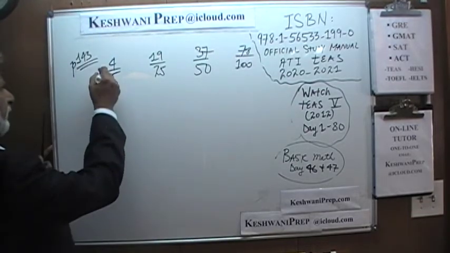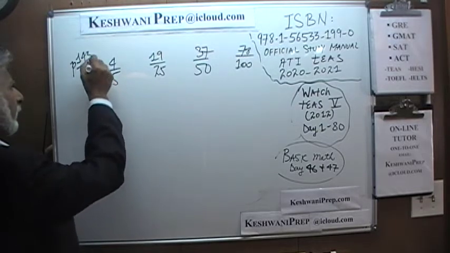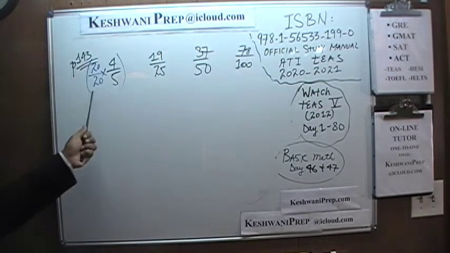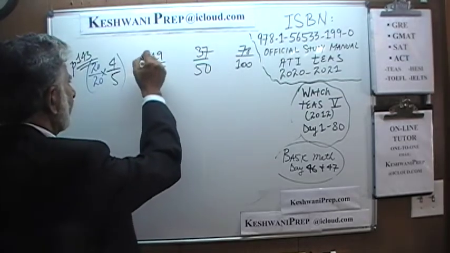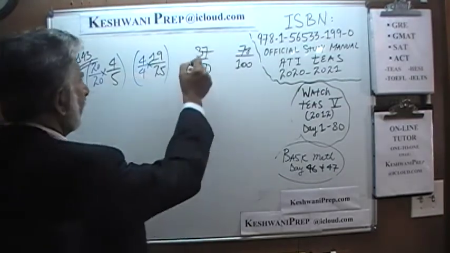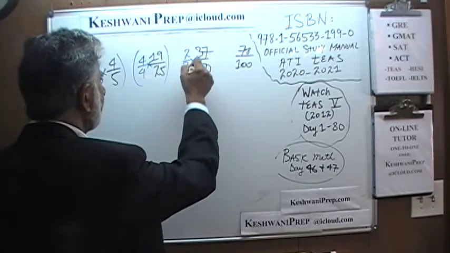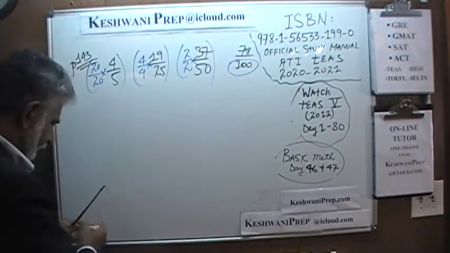Let's take this guy and multiply top and bottom by 20 over 20. Why 20 over 20? Because 20 times 5 is 100. Let's take this guy and multiply top and bottom by 4. 4 times 25 is going to give us 100. Let's take this guy and multiply top and bottom by 2. And this is already 100, so we don't have to worry about it.